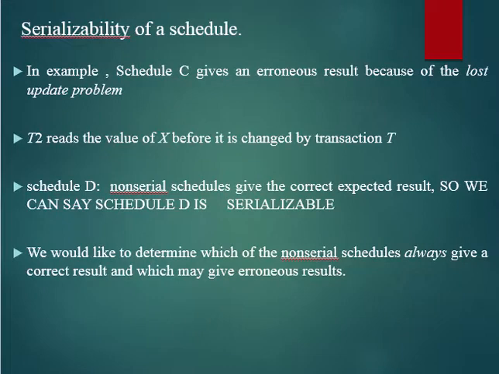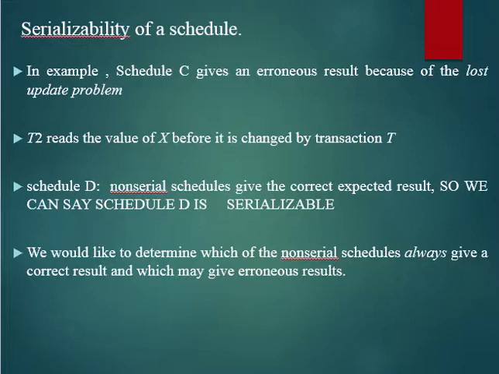Next, we are going to look at serializability of a schedule. Serial schedule and serializability of a schedule are different. Serializability means we are trying to match a non-serial schedule, or an interleaved schedule, to a particular serial schedule. If you can find a match, then you can say the interleaved schedule is serializable. Okay, I think you understood.